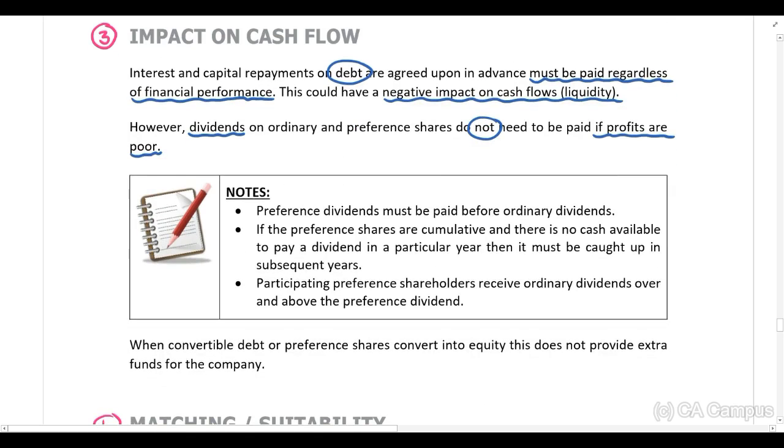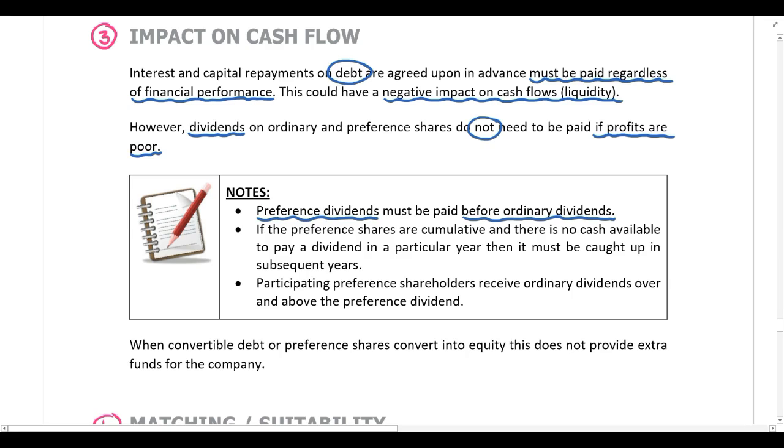Then guys, regarding preference shares, it's important for you to understand that preference dividends must be paid before ordinary dividends. So a company can't pay their ordinary shareholders a dividend if they haven't yet paid the preference dividend. The preference dividend needs to be paid first.